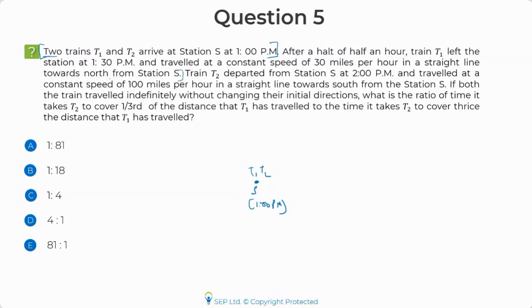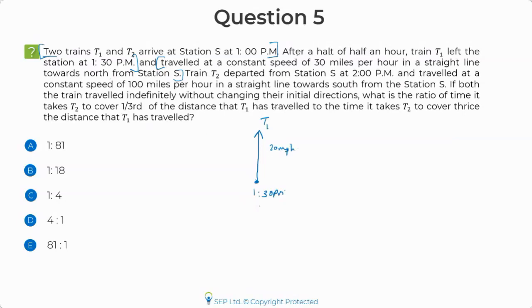Okay, so the 1:30 part was clear. The train is traveling at a speed of 30 miles per hour towards north. So I would maybe redraw it. Since I have a pen, I'm rubbing it down and saying, okay, at 1:30, the 1 o'clock information is not that important. What is important is that at 1:30, T1 is moving in this direction, and T1 is traveling at a speed of 30 miles per hour.